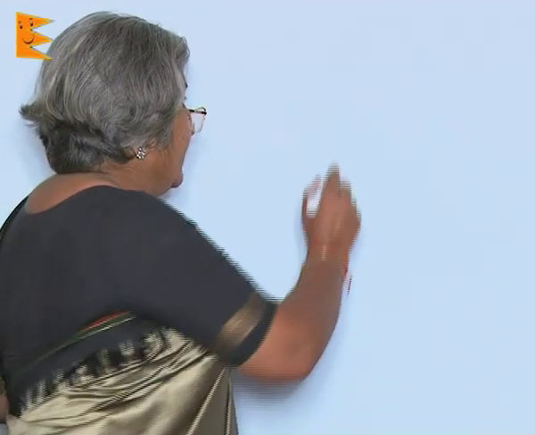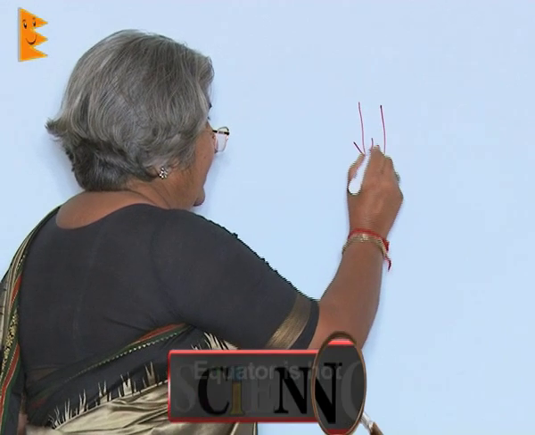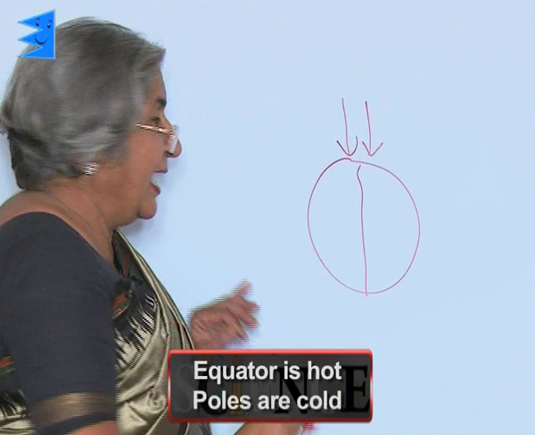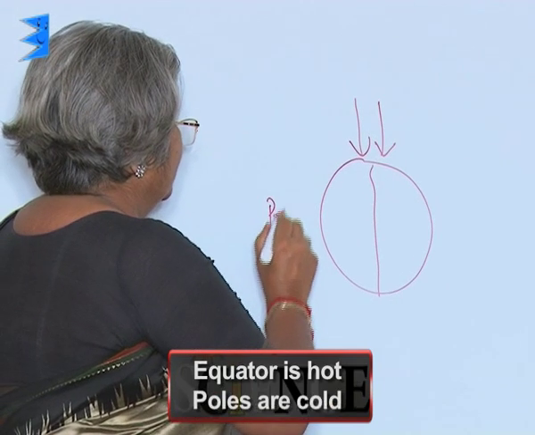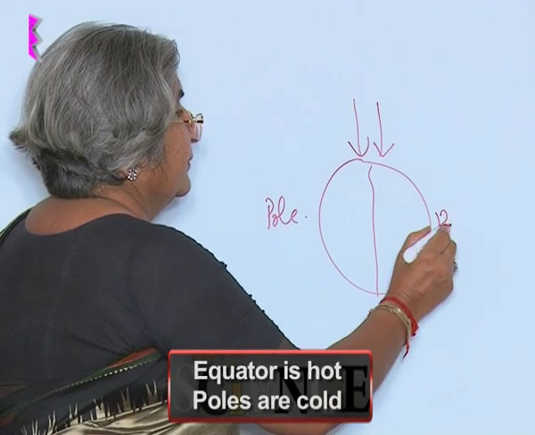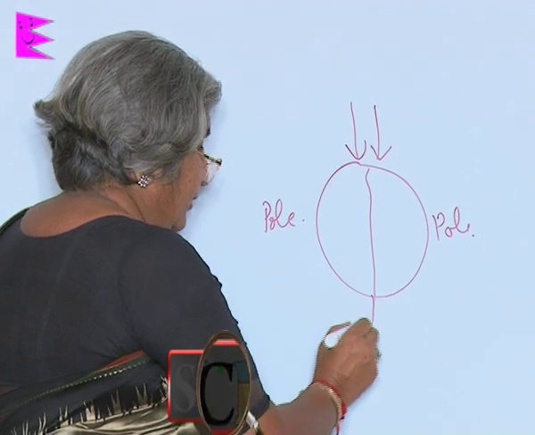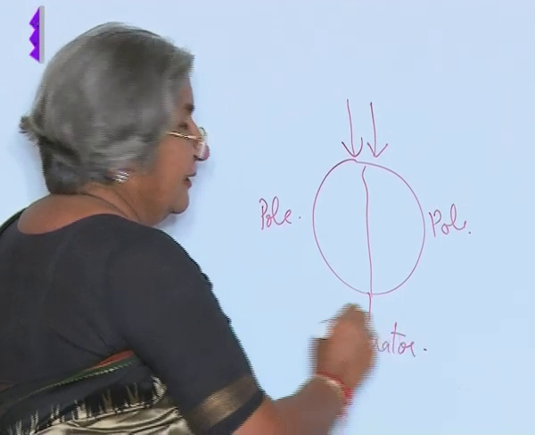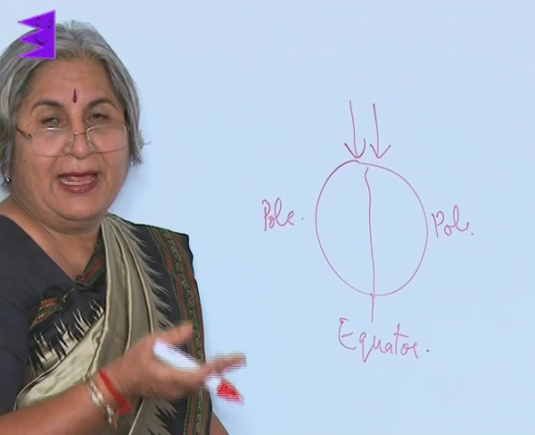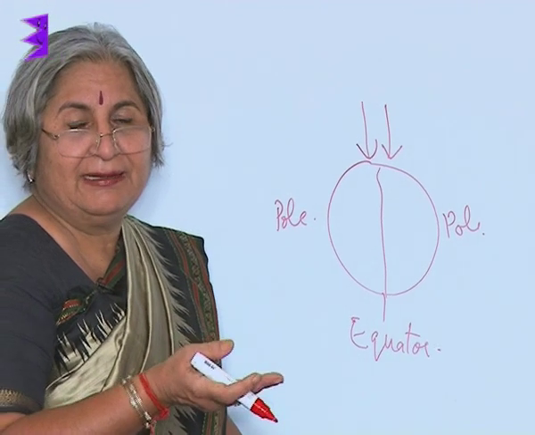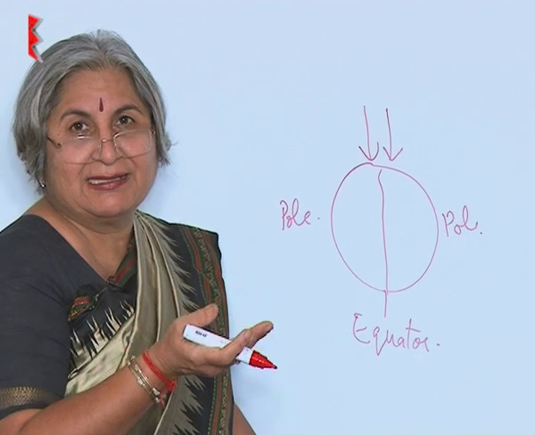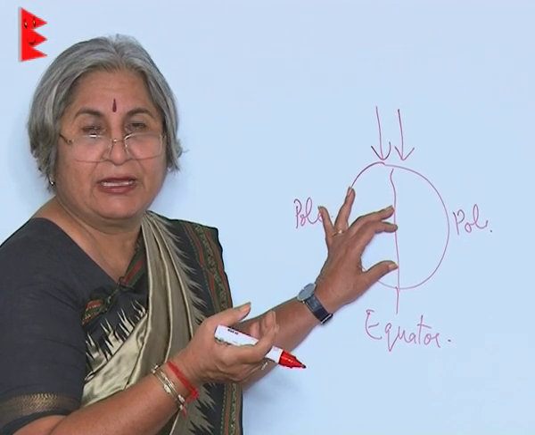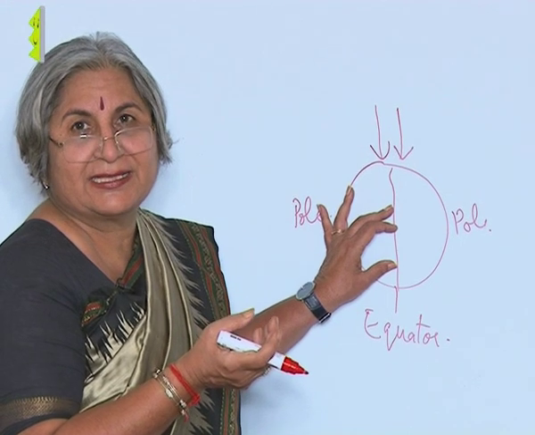Now the equator is hot and poles are cold. So what happens is that the air above the equator gets heated up, expands, becomes lighter and rises up, and the result is that on the equator or the regions near the equator air pressure is less.